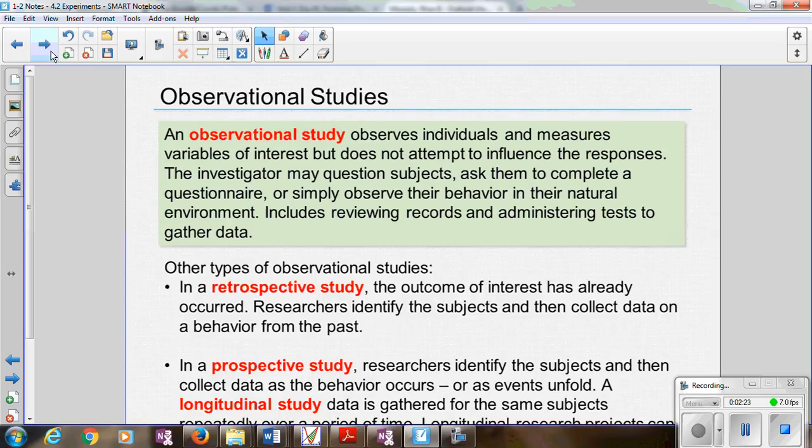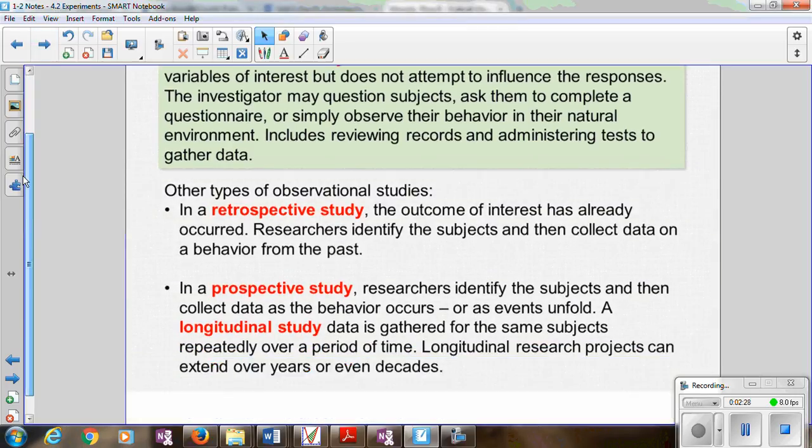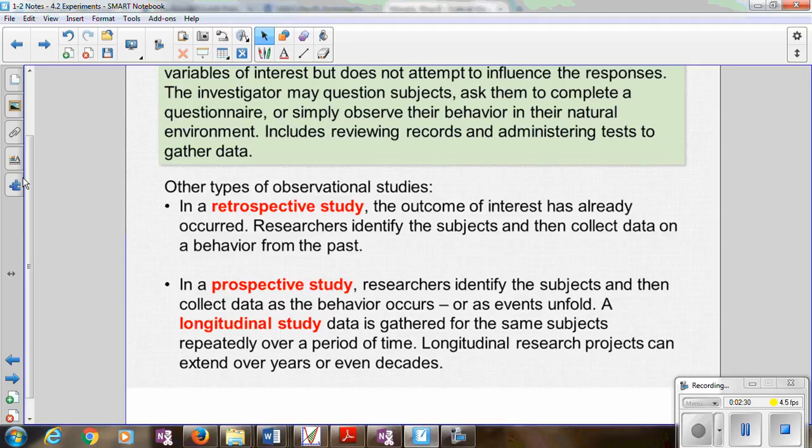And there are different types of observational studies. I'm going to talk to you about two of the common types of observational studies. One is called a retroactive study, and it's basically where we identify an outcome of interest that has already occurred, and then we go back in time to figure out what perhaps may have led to the occurrence.